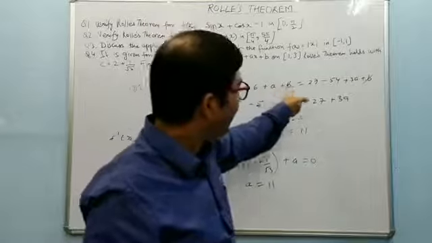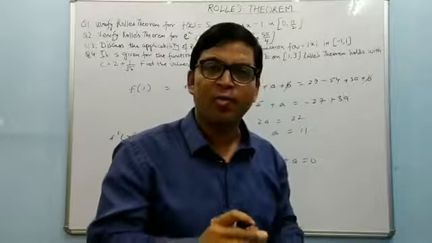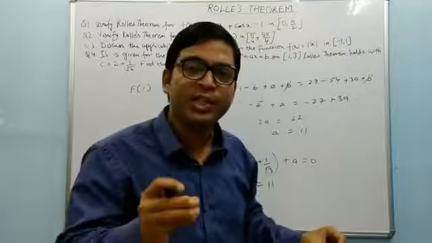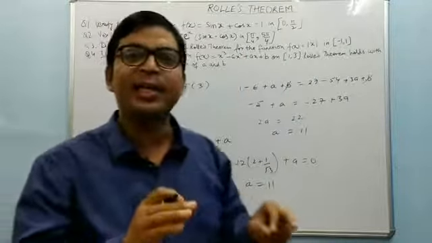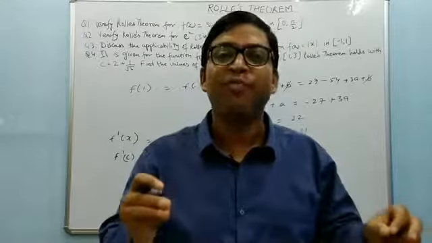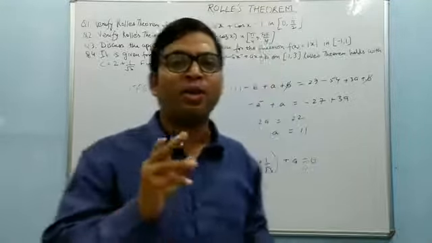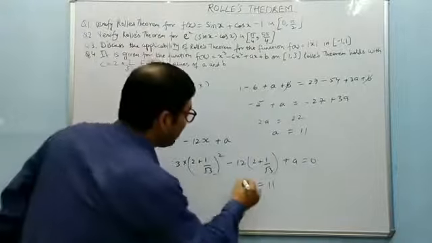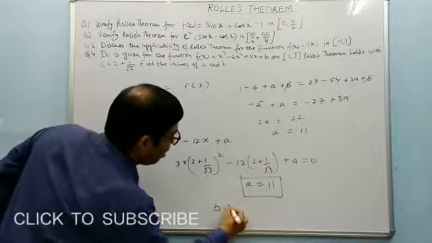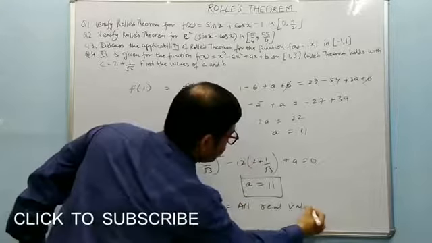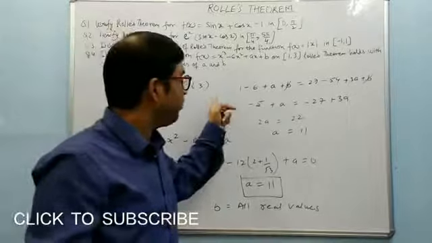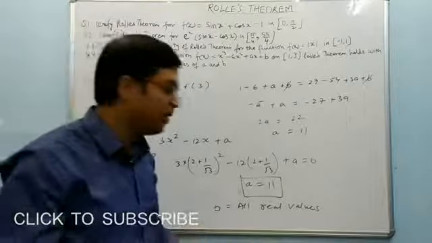What we are getting is that b is getting cancelled out. b is not involved in the process of differentiation, and so we can say that it is applicable. It is verified for all values of b. So we can write that a is 11 and b is all real values. So we got the value of a and we got the value of b. We just applied Rolle's theorem and got the values.